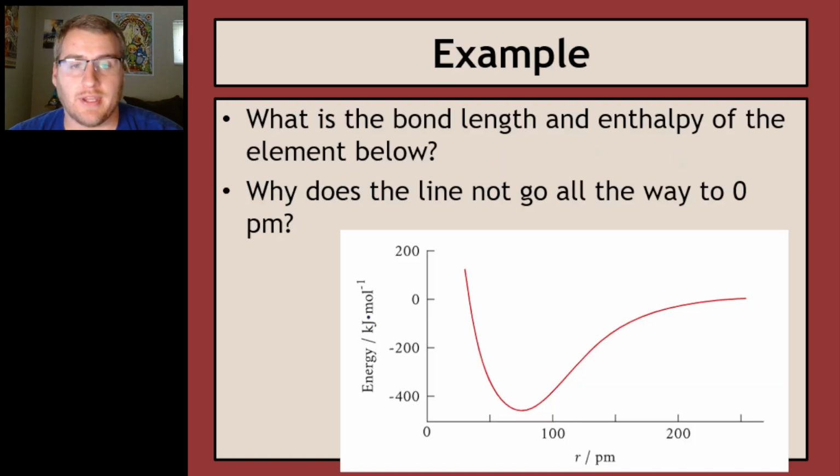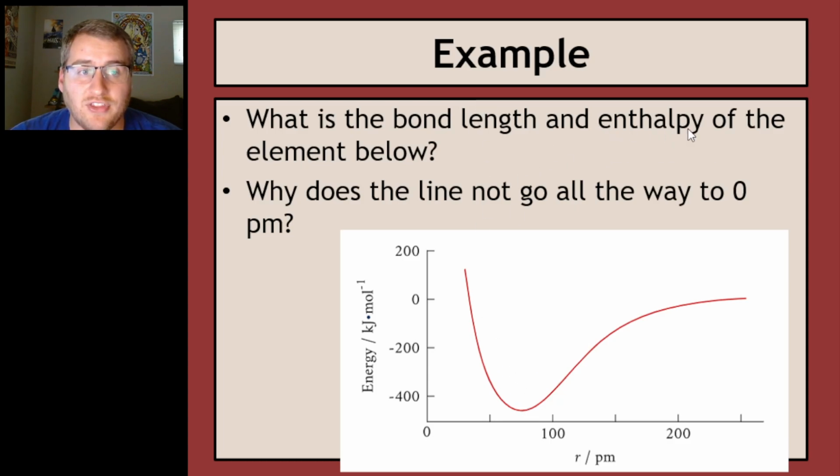All right, so our example here, what is the bond length and enthalpy of the element below? This is the only type of graph you'll ever see. You'll see this exact same looking curve for all sorts of different atoms, and we'll have a couple examples today. So we have this curve, it goes down. We're looking for the energy minimum, which looks like it would be here-ish. So the bond length would be whatever distance that is. It looks like that would be about 75 picometers would be my guess, because it's between 50 and 100. So I would estimate about 75 picometers.